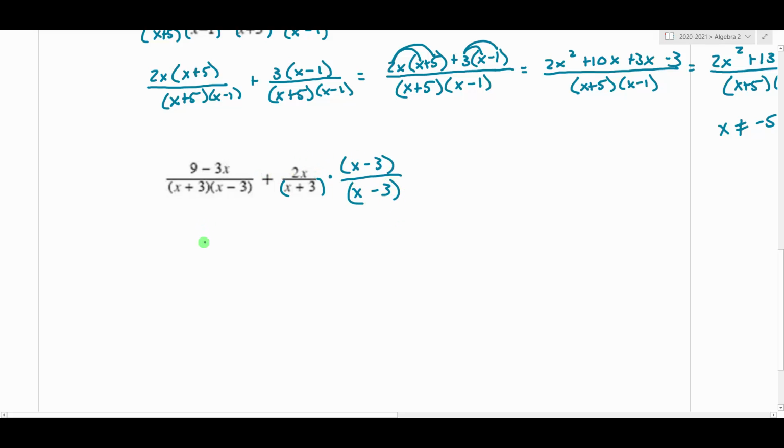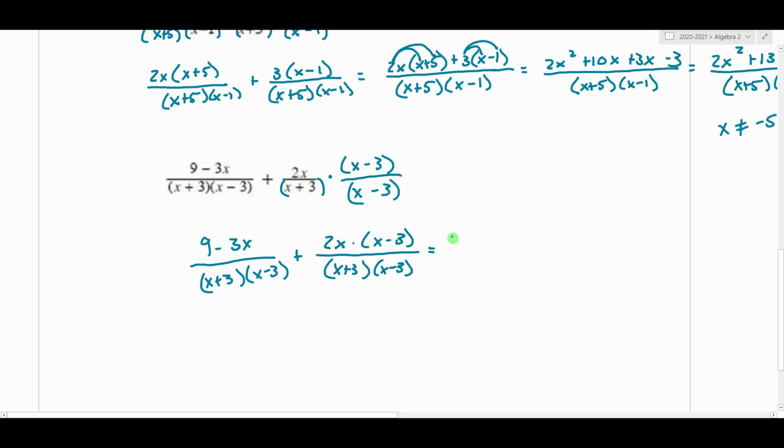And then I'm going to multiply. Right? So we've got 9 minus 3x, and we've got x plus 3, x minus 3, plus 2x times x minus 3 over x plus 3 times x minus 3. Right, so all I did, I just did this multiplication over here. And now when I look at my two fractions, look at the denominators, they're now the same. Right, so I can come over here and I can actually add these two things together.